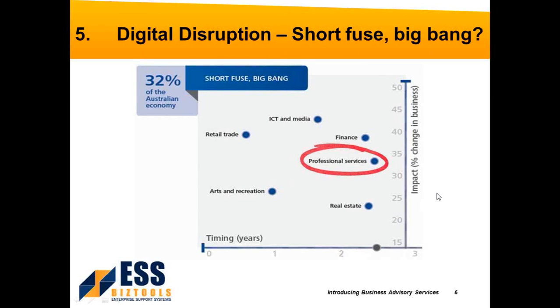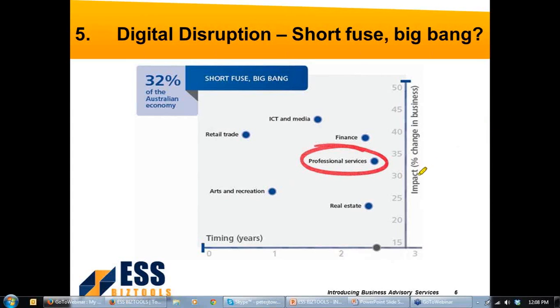Let's first of all look at an extract out of the Deloitte report on digital disruption. I don't know whether you've seen this, but if not, I'd commend the report to you to read, make up your mind where your firm fits. According to Deloitte, there's going to be a change, which they call short fuse big bang, that's going to affect 32% of the Australian economy.